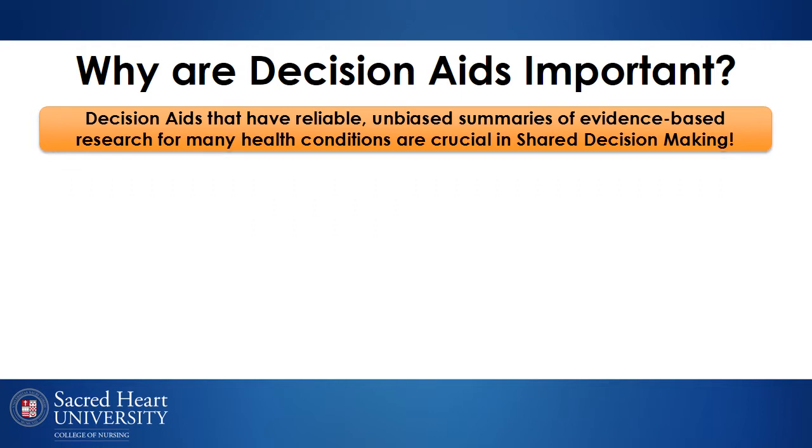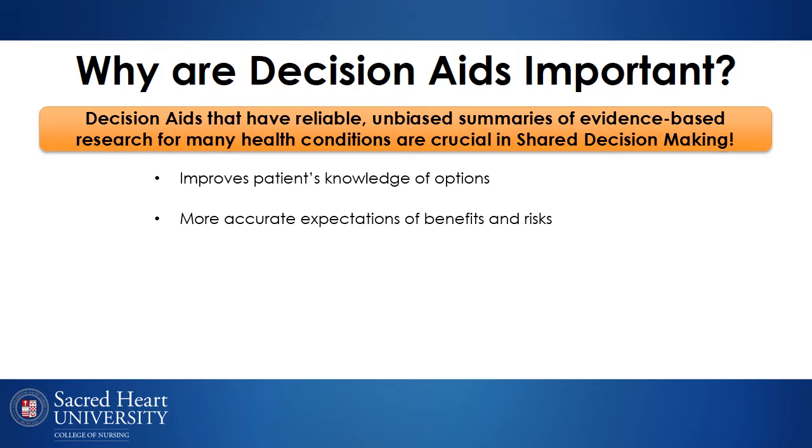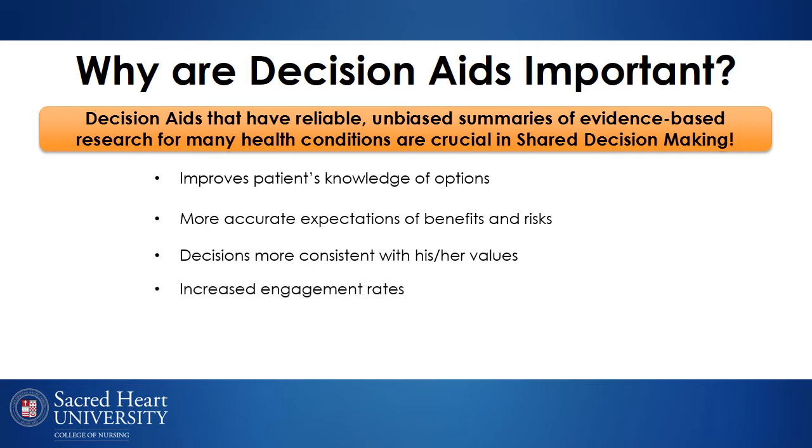The benefits of using decision aids compared to usual care has been shown to improve the patient's experience, decrease the cost spend, and in some instances improve population health. The benefits of using decision aids are improving patients' knowledge of their options. Patients have more accurate expectations of possible risks and benefits. Patients making decisions that are more consistent with their values. Increases patients' participation in decision making. Decreases decisional conflict. And enhances communication between provider and clinicians.